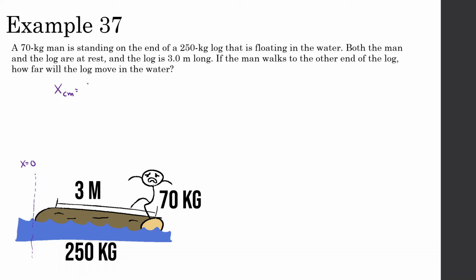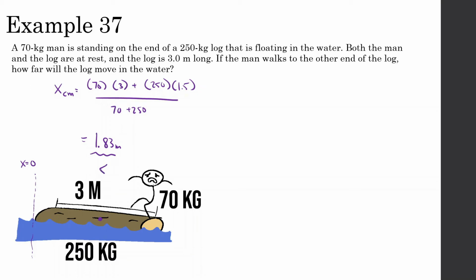So we know the mass of the person is 70 kilograms. He's all the way to the right, which is 3 meters. And then the log, which is 250 kilograms, is going to be pulled down from directly in the middle. So that's going to be 250, and then it's going to be 1.5. And then we're going to divide this by 70 plus 250. And let's see what this all equals. 70 times 3 plus 250 times 1.5 divided by 320, which gives us 1.83 meters. So that's where the center of mass is.